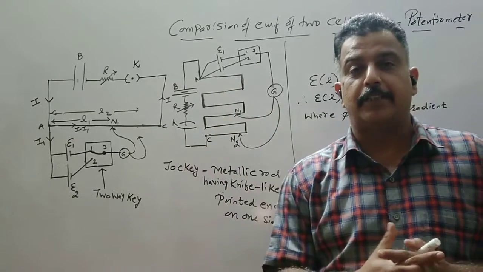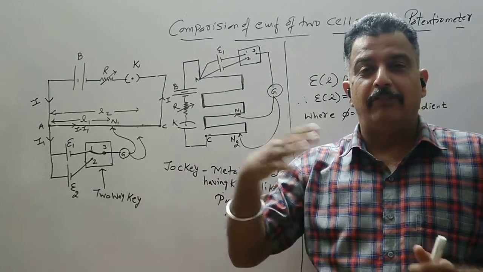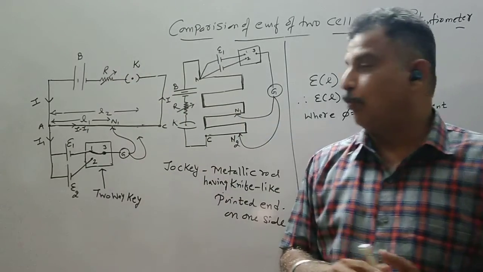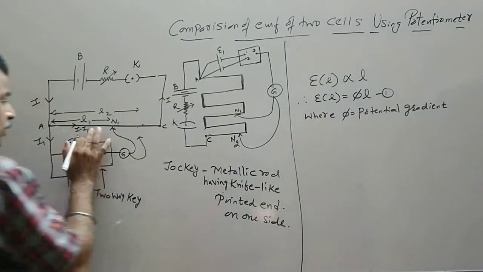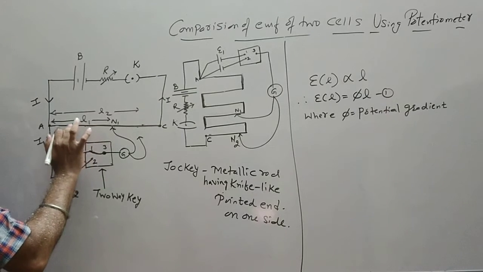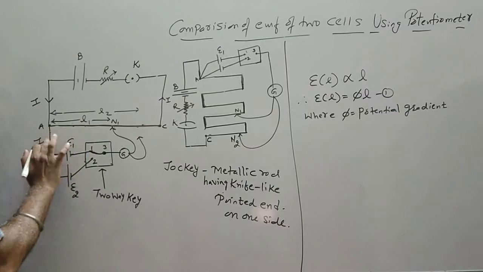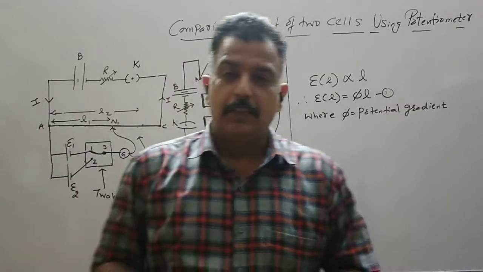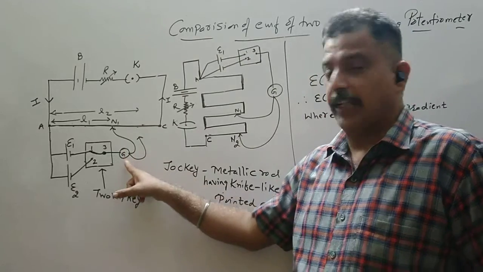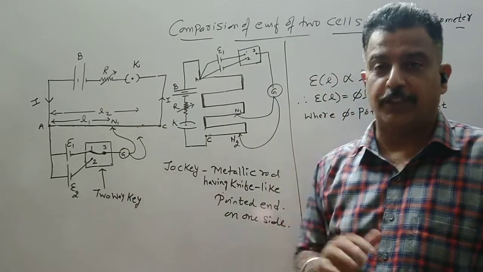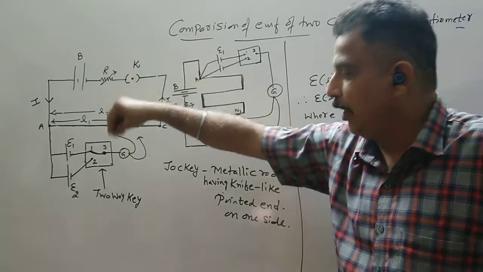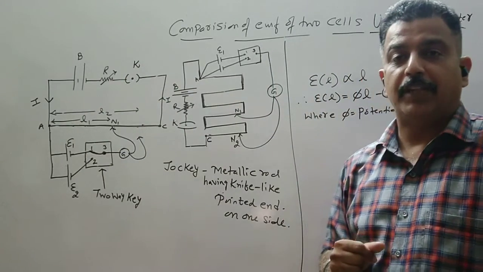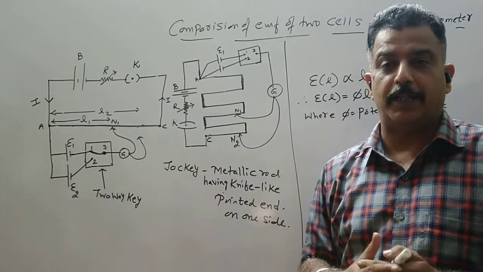Actually, we will connect a resistance box there, and we will vary that resistance from the resistance box, and we will also find out a point where the galvanometer shows zero deflection. It means when the galvanometer shows zero deflection, current flowing through it is zero. So no current is flowing through that cell of EMF E1. So this is an experiment.